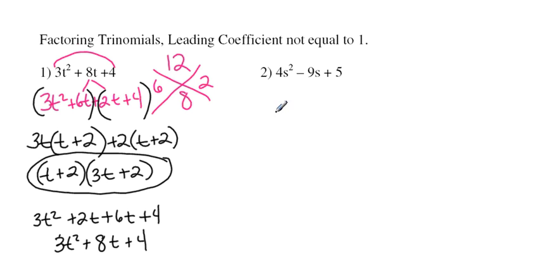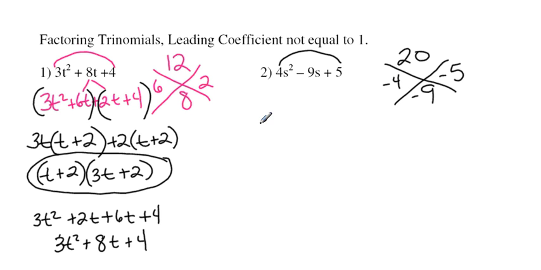Okay, let's try this one more time so you can see it again. I'm going to take my first term and multiply it by my last term. 20. I'm looking for two things that multiply together to give me a positive 20 and add up to a negative 9. And they are negative 4 and negative 5. So now I'm going to rewrite negative 9s in terms of negative 4 and negative 5. So I get 4s squared minus 4s minus 5s plus 5.